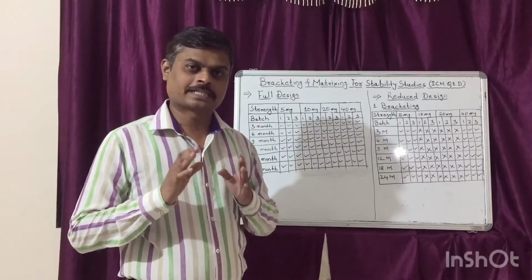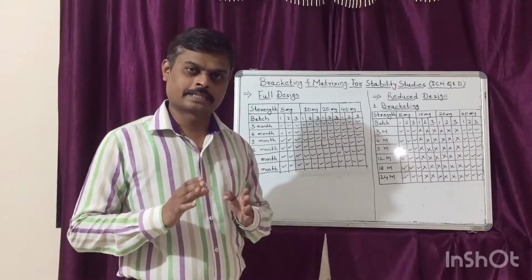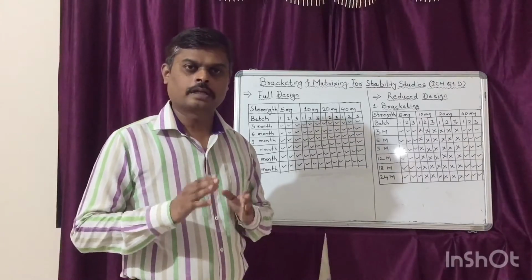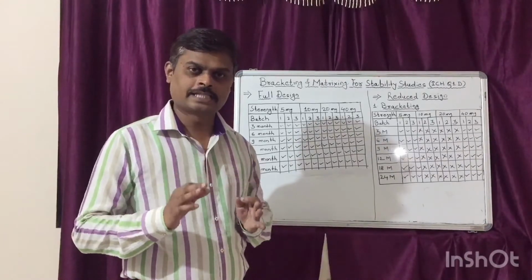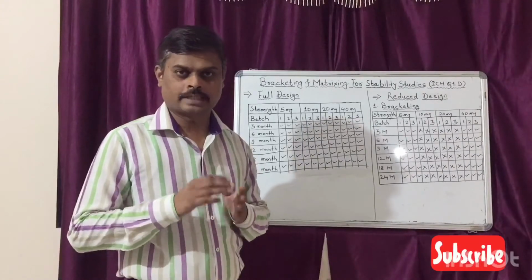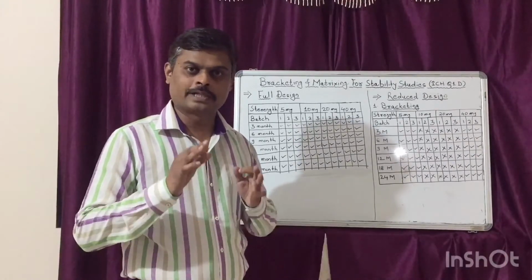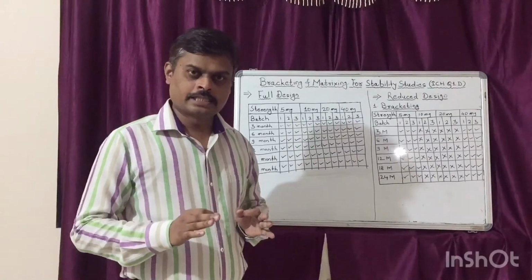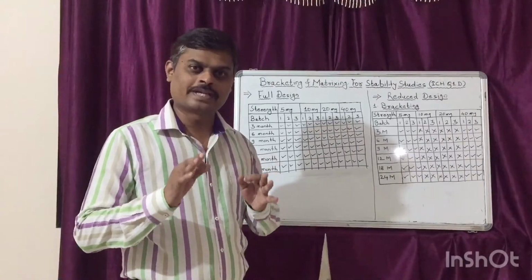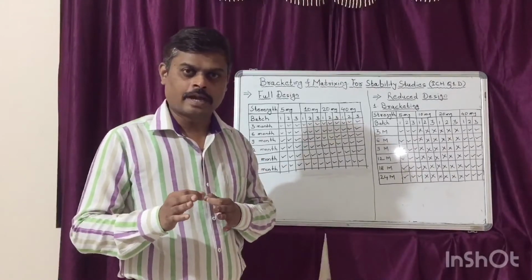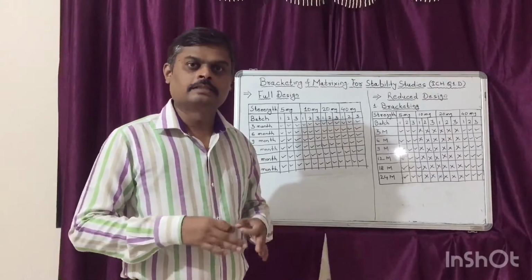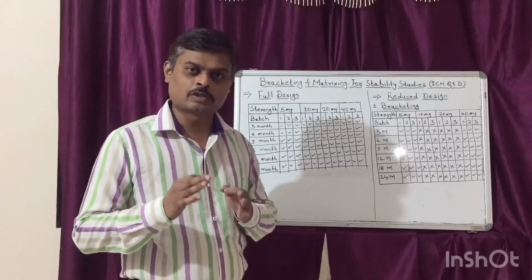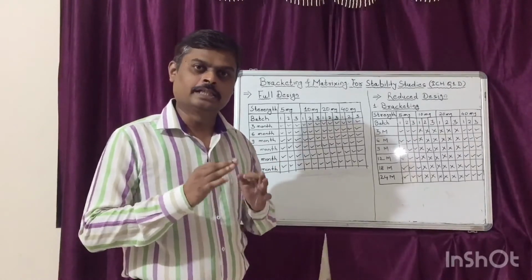Our today's topic of discussion is bracketing and matrixing for stability studies. Friends, I had already uploaded a video on ICH Q1A R2 guideline, that is stability study for new drug substances and new drug products. ICH Q1A R2 is also known as Parent Stability Guideline, and this guideline contains the general principles and requirements for the stability studies of new drug substances and new drug products.